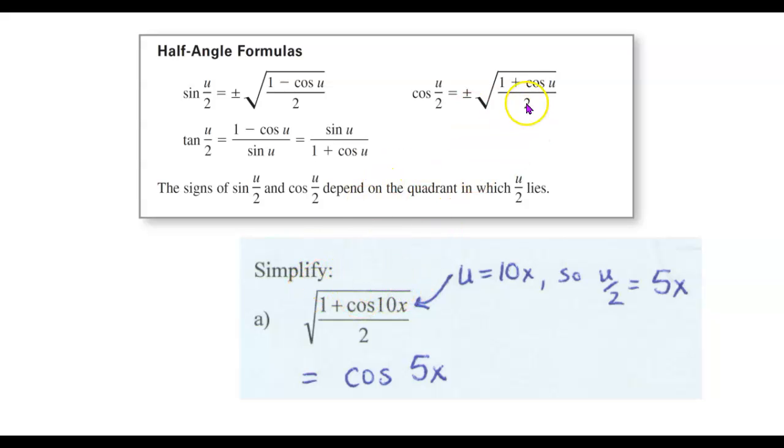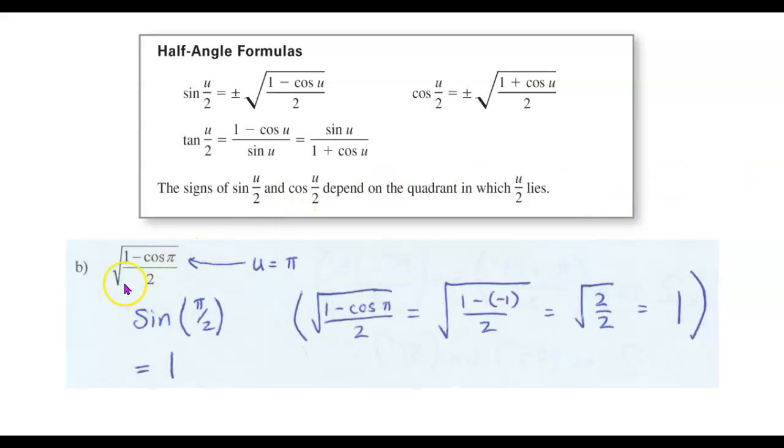And the part of u in the formula in this specific example is being played by 10x. So the formula tells us that this is equal to the cosine of u over 2, where the part of u is being played by 10x. So u over 2 would be 10x over 2, or just 5x. And so this is equal to the cosine of 5x.